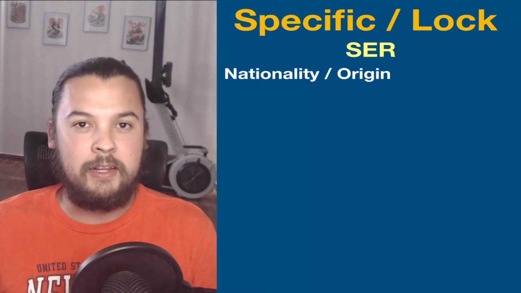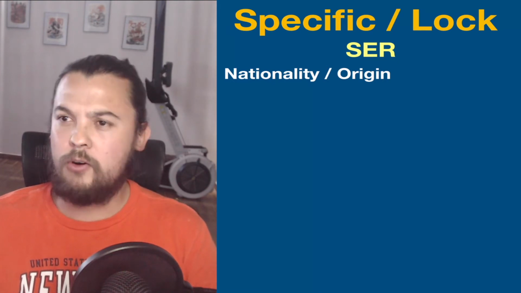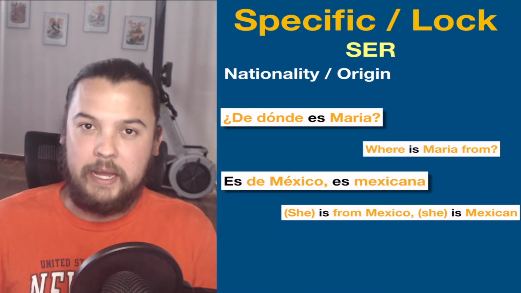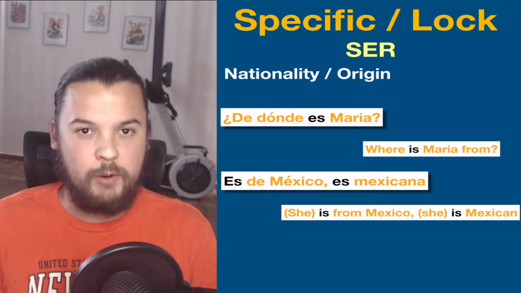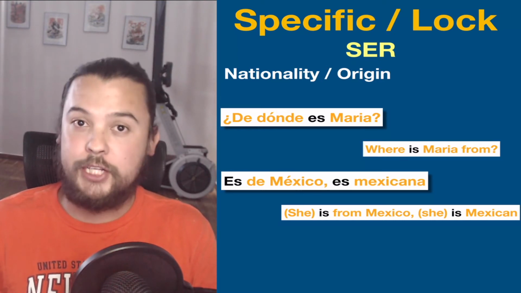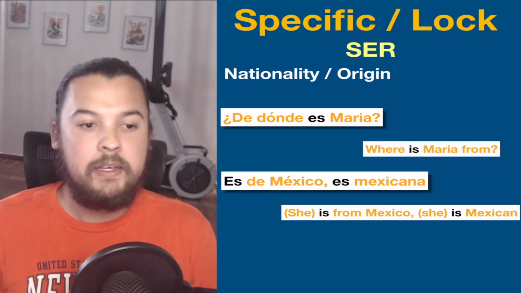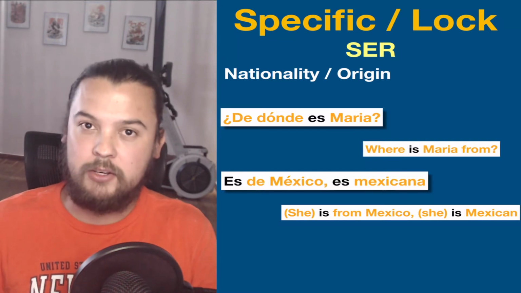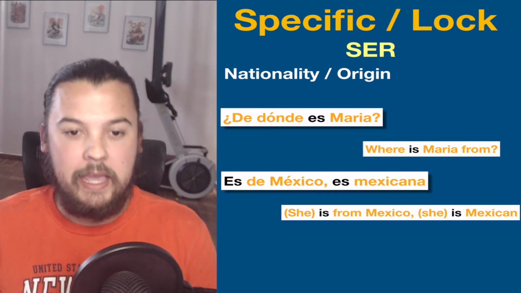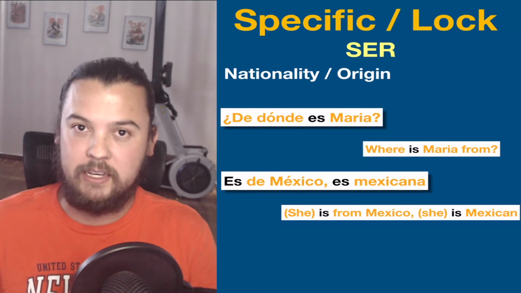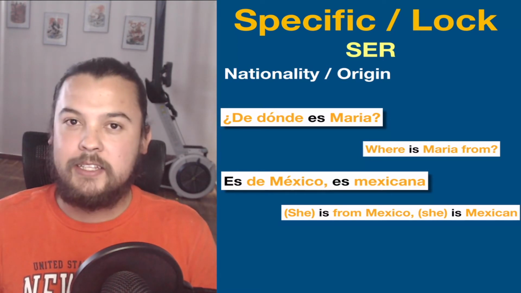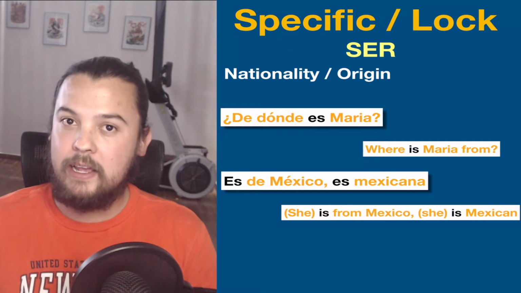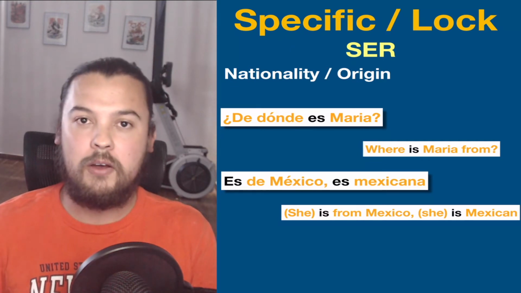When you talk about the nationality or the origin of a person or an object, you will be using the verb ser. For example, ¿de dónde es María? Where is María from? So you're asking about the origin of this girl. Es de México. Es mexicana. So the origin, she is from Mexico. The nationality, es mexicana. She is Mexican. In Spanish, nationalities are not used with a capital letter at the beginning of the word. That's why mexicana has a lowercase instead of a capital letter.